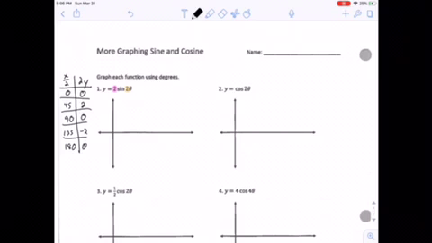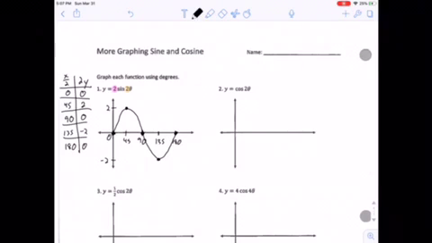So set up your graphs the same way. 0 to 180. Halfway is 90. Halfway is 45. Halfway is 135. Now we're going to 2 and negative 2, and just plot 0, 0, 45 and 2, 90 and 0, 135 and negative 2, 180 and 0, and draw in your sine wave. And there you go.